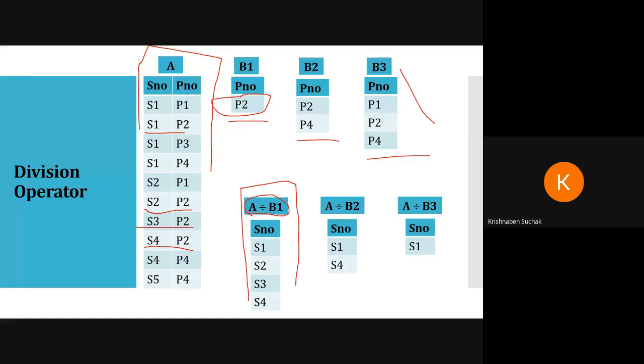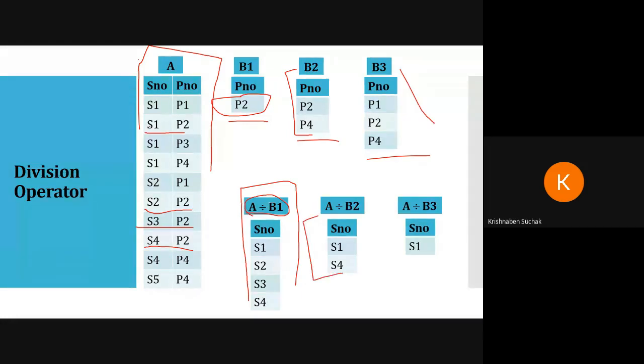Now let us see which values are given in B2. That is P2 and P4. So now only those records which have P2 and P4 as their subset will be displayed here.